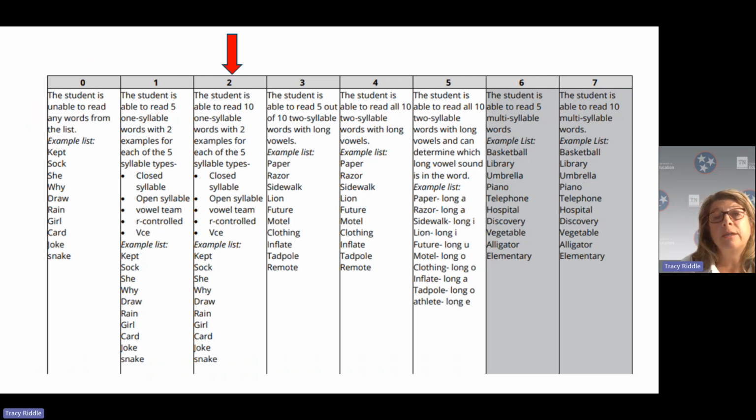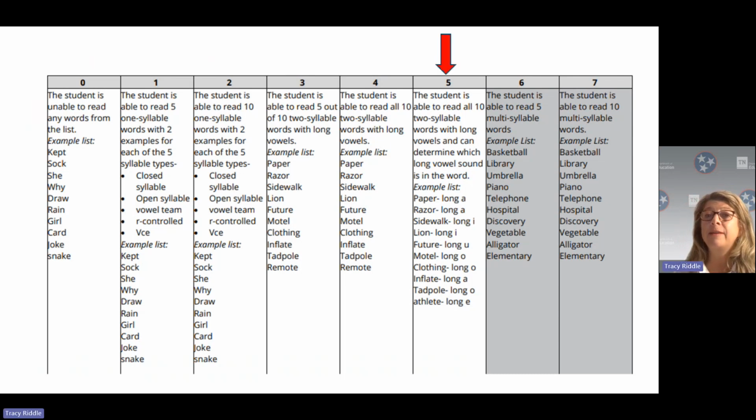If you move on to the next standard, at level 3, they are able to read 10 two-syllable words that have the long vowels. If they can read 5 of them, that would score at a level 3. If they cannot read at least 5, then their score would be a 2. At level 4, they can read all 10 of the two-syllable words on the long vowel list. If they cannot read all 10, but they can read at least 5, the score is still a 3.